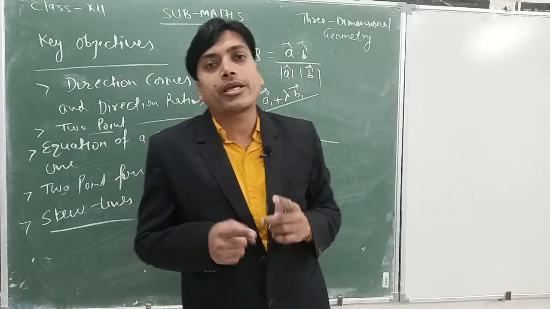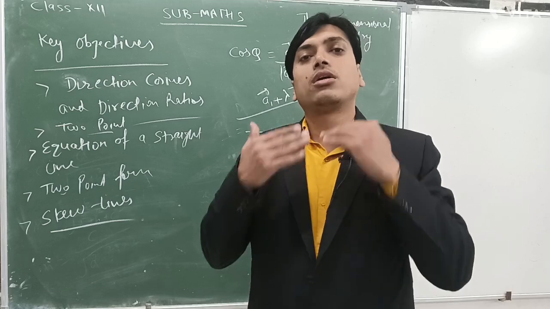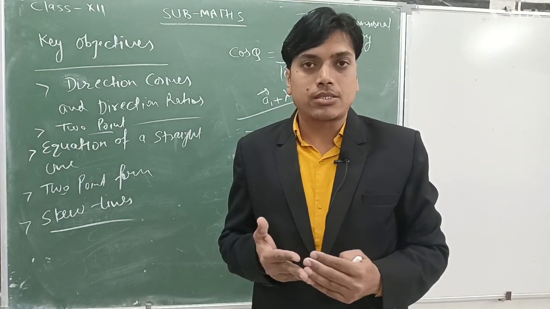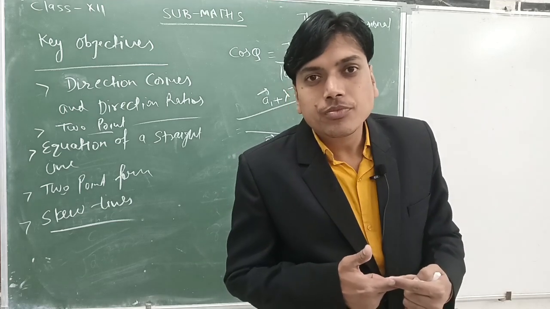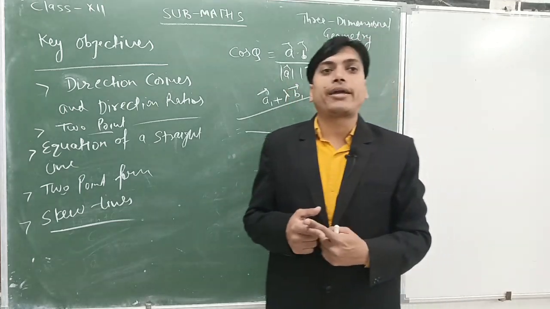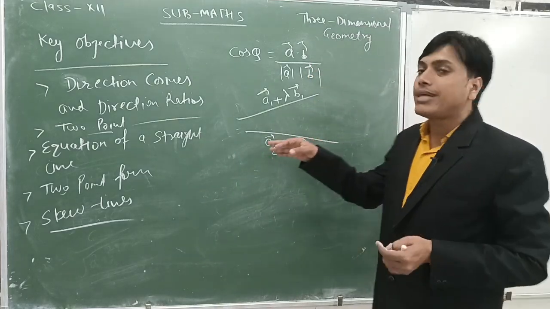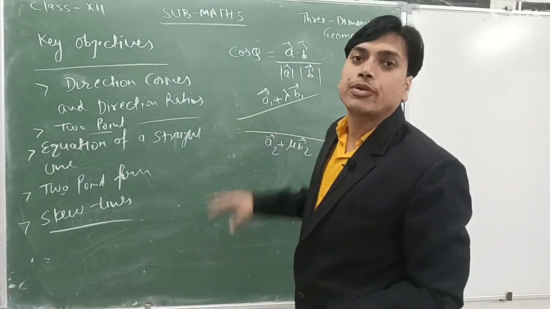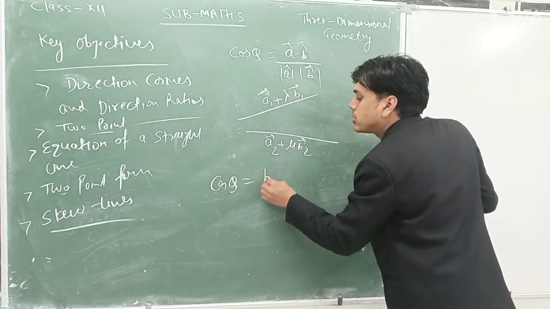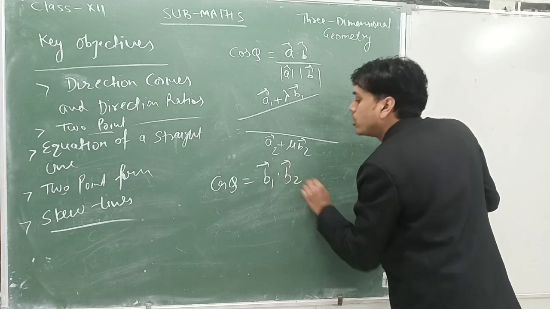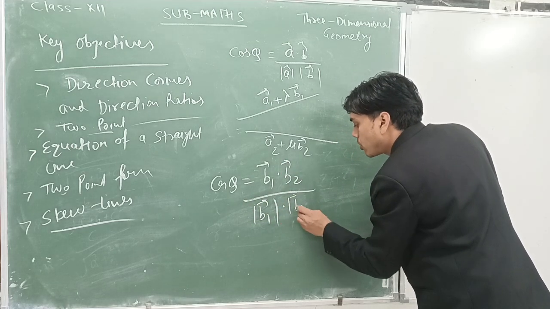Firstly tell me, if two lines are making an angle with each other, is the angle depending on the point passing through the line or the direction of the lines? What is the reason? Yes, the direction of the line defines how the line will go and what will be the angle between. So mainly the angle between the two lines is actually the angle between the direction vectors of the lines. So cos theta is equal to B1 dot B2 divided by magnitude of B1 times magnitude of B2.